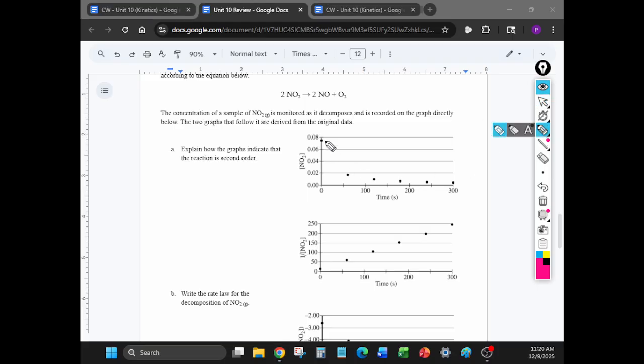And if you look, what do you notice about the decay? Exponential. So you can just say it's exponential. So you know that it is second order because it has an exponential decay.